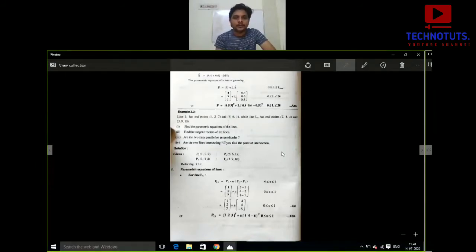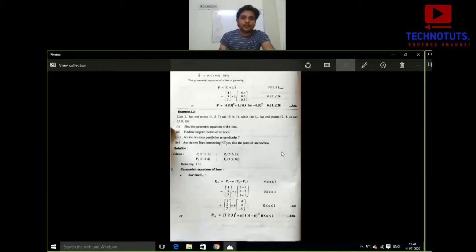Example number 3. Line L1 has endpoints (1, 2, 7) and (5, 6, 1), while line L2 has endpoints (7, 3, 4) and (3, 9, 10). What you have to find?